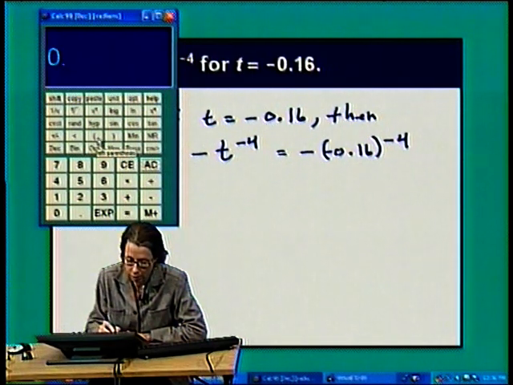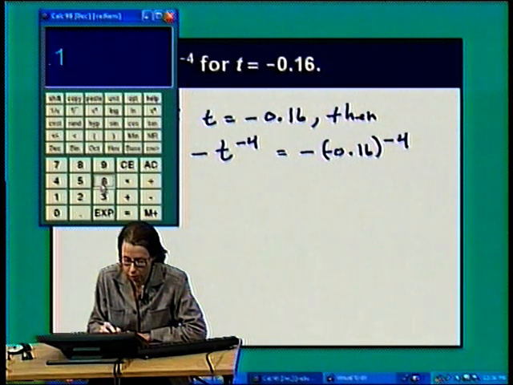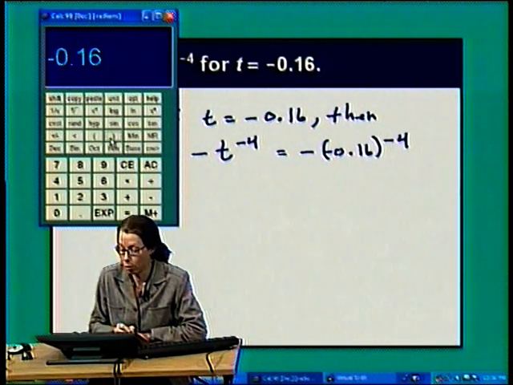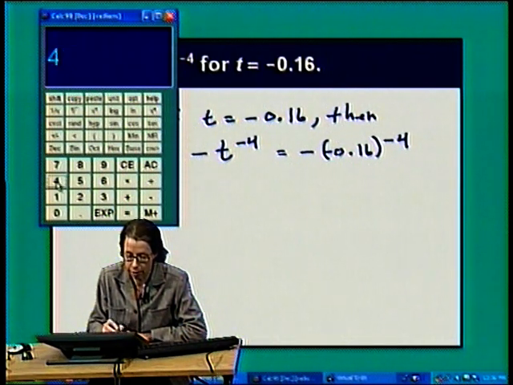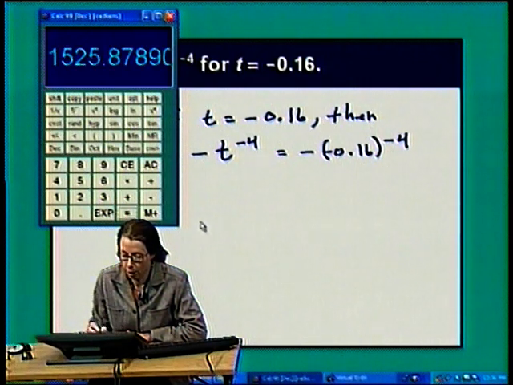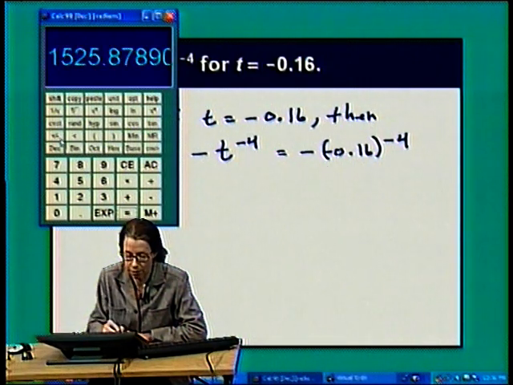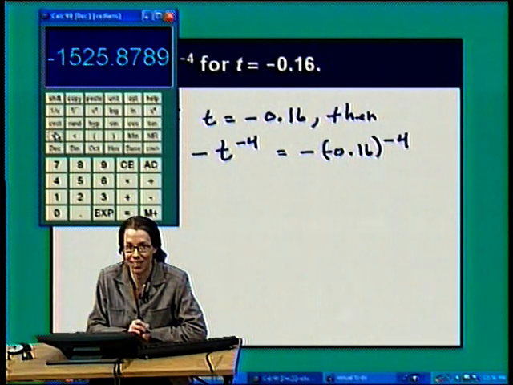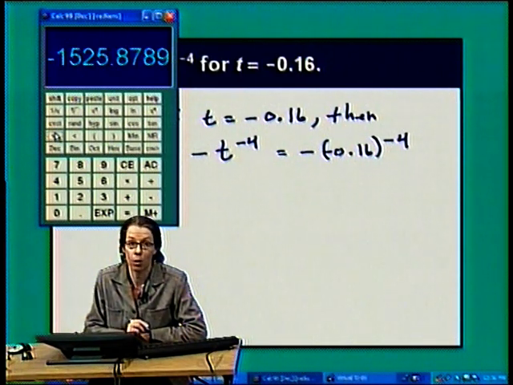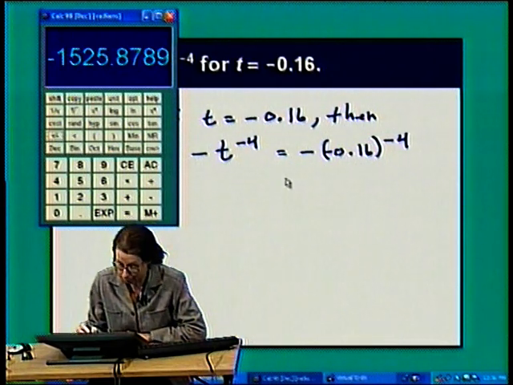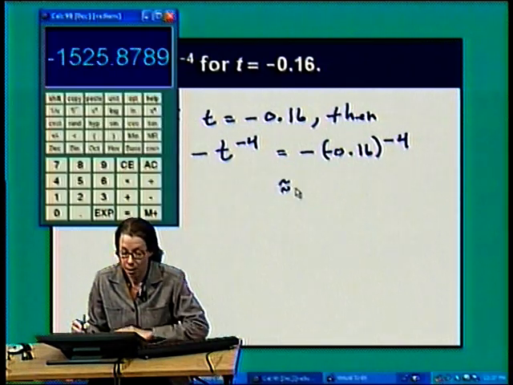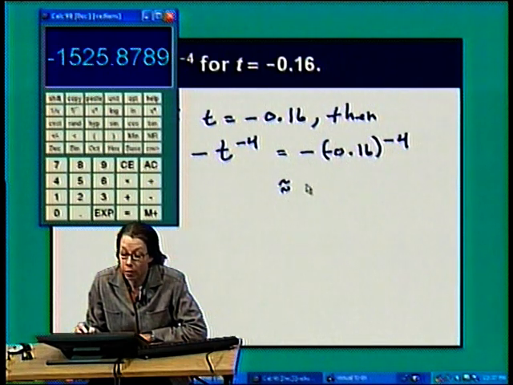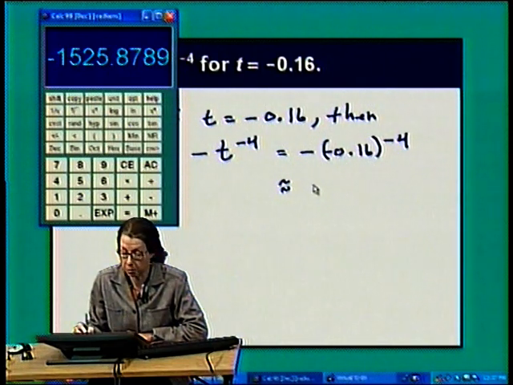So putting that base in parentheses, 0.16, make it negative, put it in parentheses, raise that to the -4 power. So I put in my 4, make it negative. There is this expression, and then finally I need the opposite of that. So you have to be quite careful with the opposite key and the negative key on your calculator. So this becomes approximately negative 1,525.9.